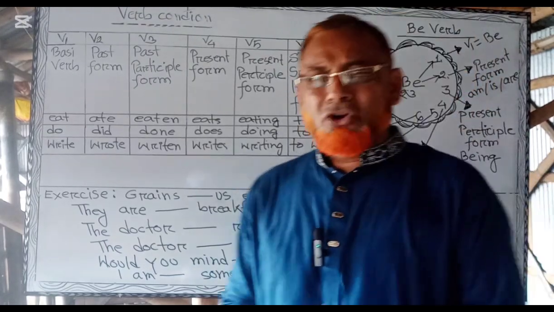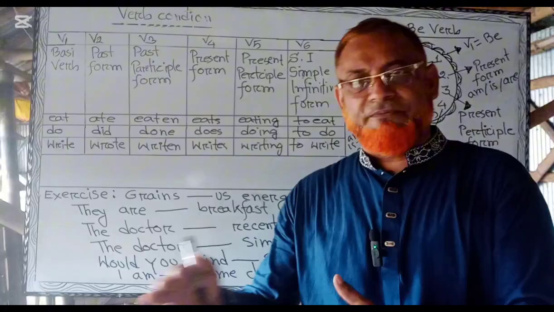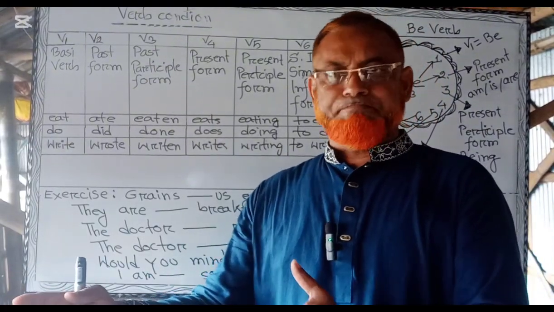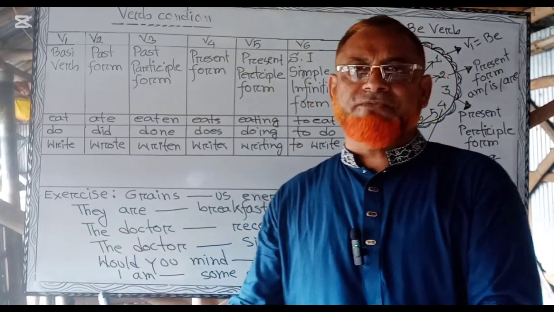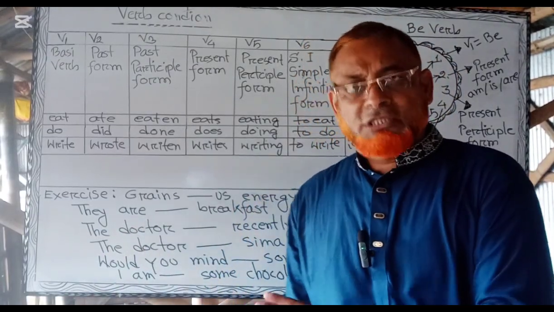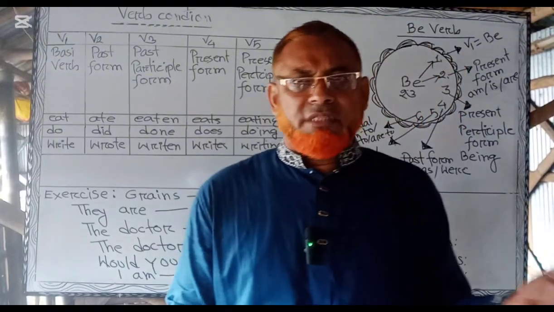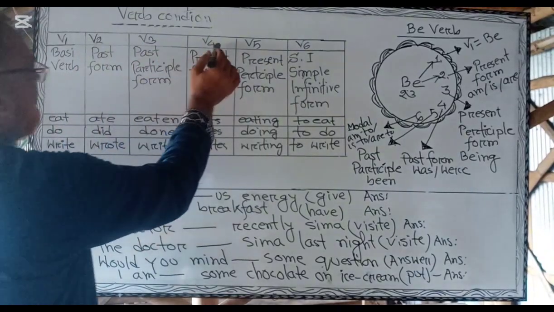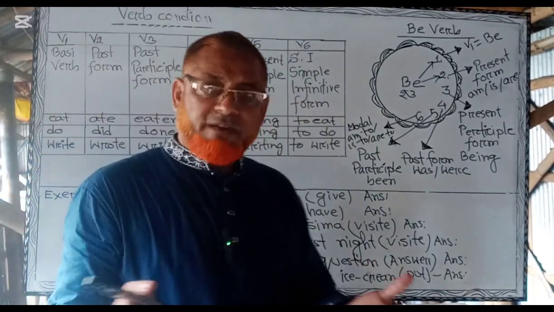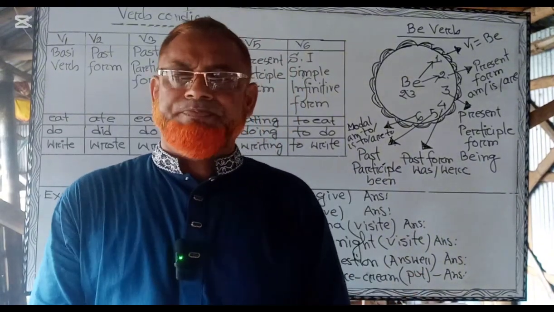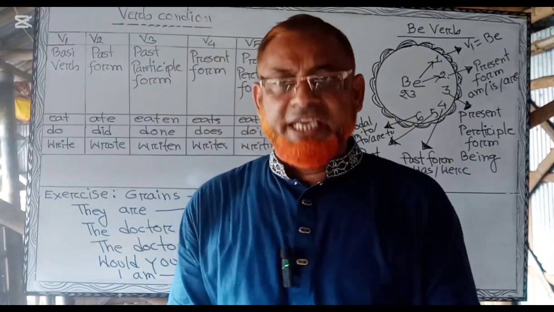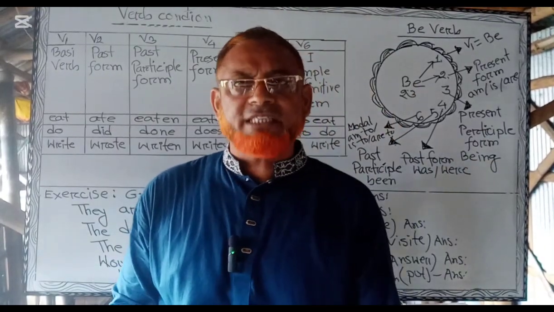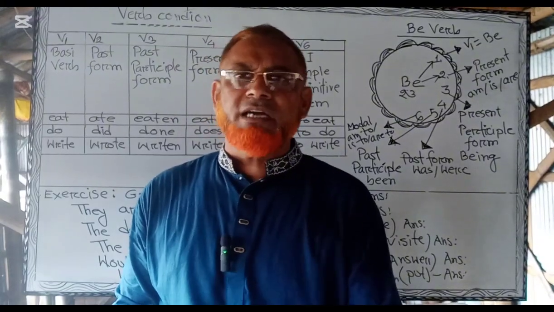A lot of students fill in the gap with a verb from their own mind. They don't fill in the gap from knowing the verb. So this is verb 1, verb 2, verb 3, verb 4, verb 5, verb 6. What is verb 1? Verb 1 is the basic verb, principal verb, base verb, and in Bangla we call it the mool verb.